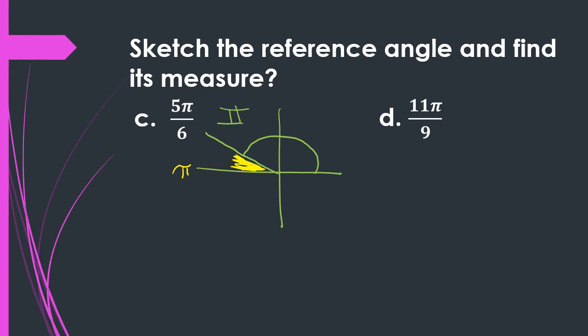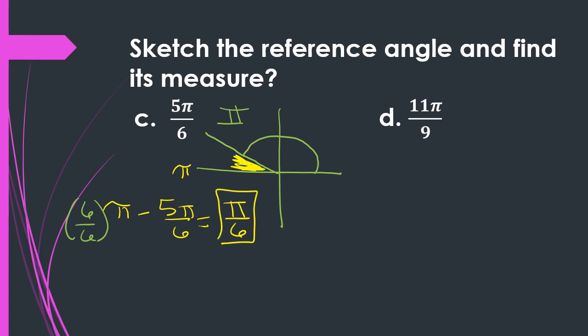Because I fell just short of that angle, I'm going to take pi and subtract out the standard position angle. Again, our favorite thing, wacky form of 1, let's find a common denominator. My common denominator is 6. So now I have 6 pi over 6 minus 5 pi over 6, which gives me an answer of pi over 6. And that meets my condition that theta is acute because pi over 6 is between 0 and pi halves.